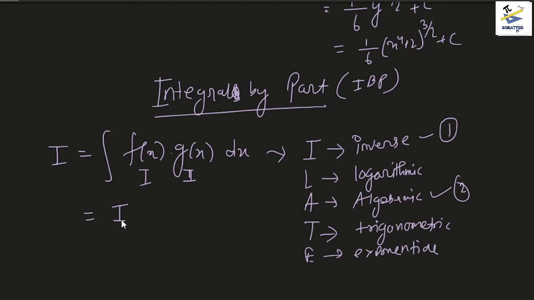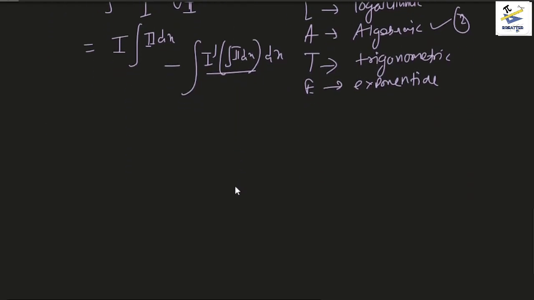Then what it gives you is function 1 into integral of function 2 dx, minus integral of the derivative of function 1 into the integral of function 2 dx, and the integration of this whole. So this is how it works. You take the first function and multiply it by the integral of the second, and subtract from it the integral of the derivative of the first function into the integral of the second function. So let us take some examples so as to understand how this works.